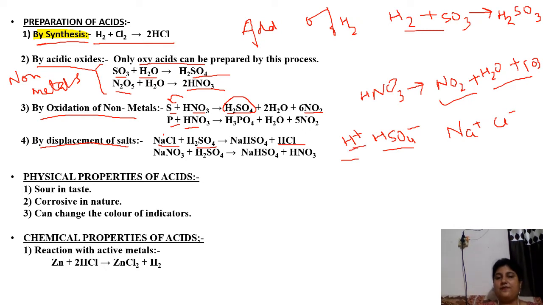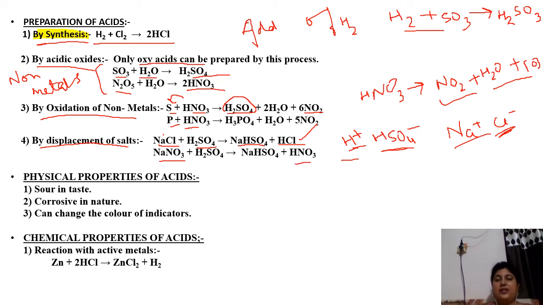The positive ion adds with the negative radical of this. H ion attached with chloride ion results in the formation of HCl. Similarly, its positive ion attached with its negative ion and results in the formation of sodium hydrogen sulfate, also known as sodium bisulfate. Similarly, if we take the nitrate salt here, then it results in the formation of nitric acid.